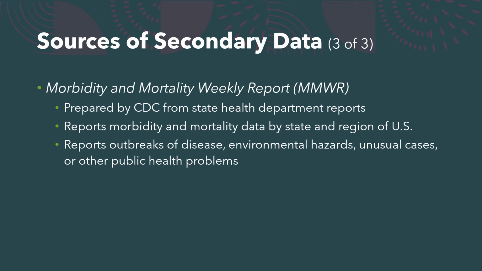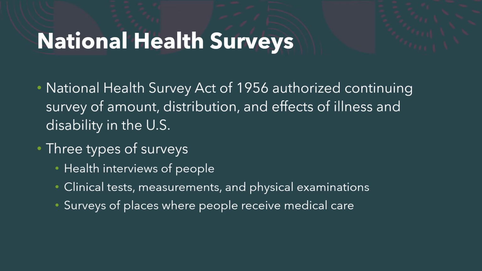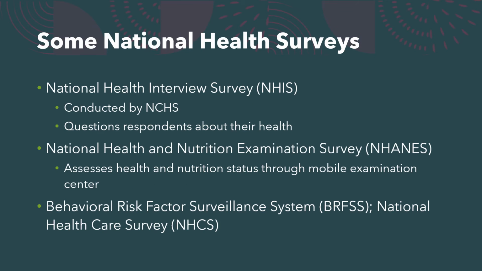And as I noted earlier, weekly there is information that's published by the CDC on mortality, morbidity, outbreaks, environmental hazards, and other public health problems. In the United States, there are several national health surveys that we do. We do 3 types of surveys: health interviews of people. We collect data on clinical tests, measurements, and physical examinations. And we do surveys of places where people receive medical care.